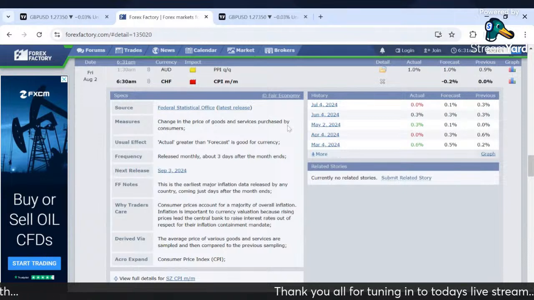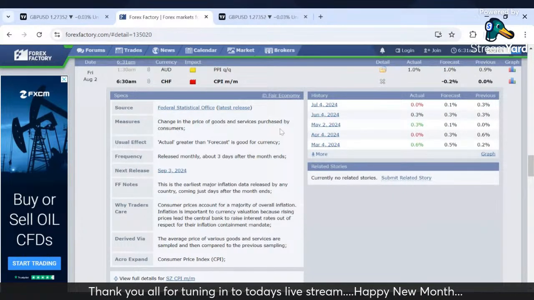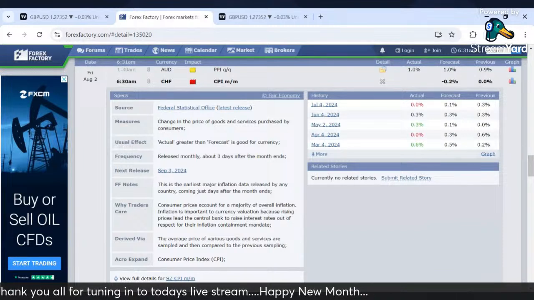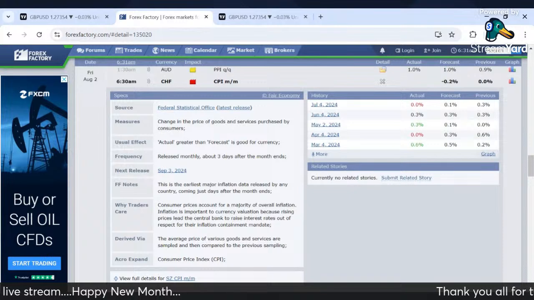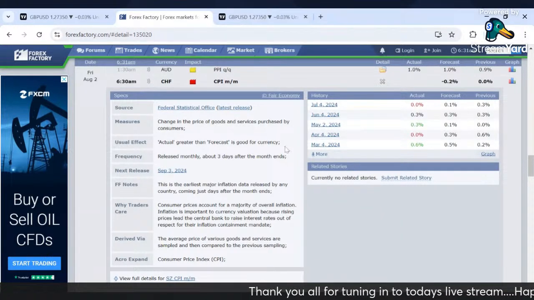So let's read. It measures changes in the price of goods and services purchased by consumers. In basic economics, you learn that inflation is a persistent increase in the general price of goods and services. So changes in the price of goods and services purchased by consumers, actual greater than forecast is good.